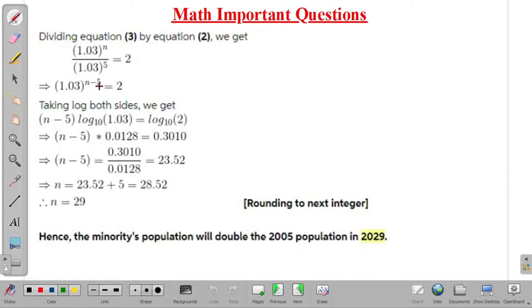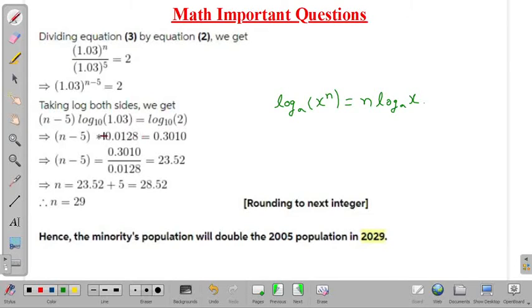Now as n is in the power, how can we find it? We need to take log on both sides. Taking logarithm on both sides, you know the power rule of logarithm: log with base a of x to the power n equals n log base a of x. Using this power rule of logarithm, the power comes to the front: n minus 5 times log base 10 of 1.03 equals log of 2.